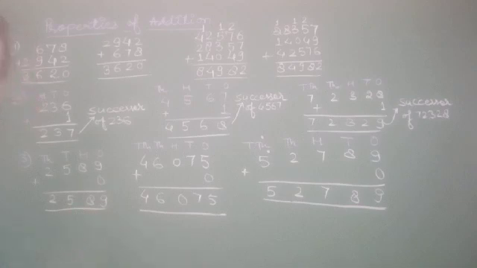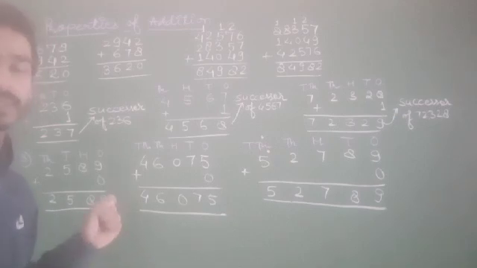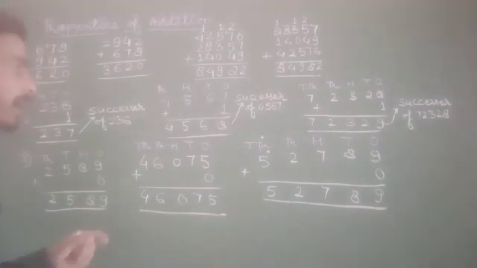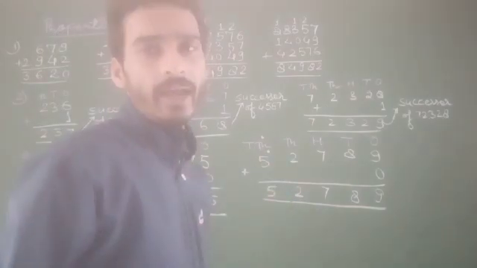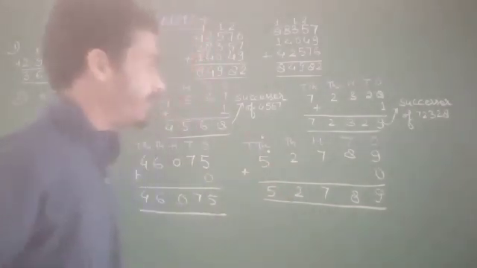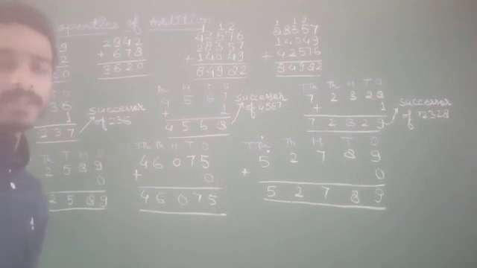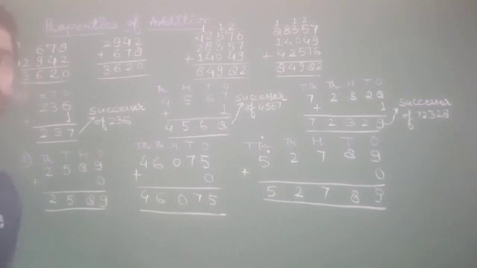2589 plus 0, that is 2589. And in the next example, you can see here that 46,075 plus 0 is 46,075. Hence, it is proved that when 0 is added to a number, the sum is the number itself. And now you can see in the next example, 52,789 plus 0 is 52,789. Okay, so hence here we have proved that when 0 is added to a number, the sum is the number itself.